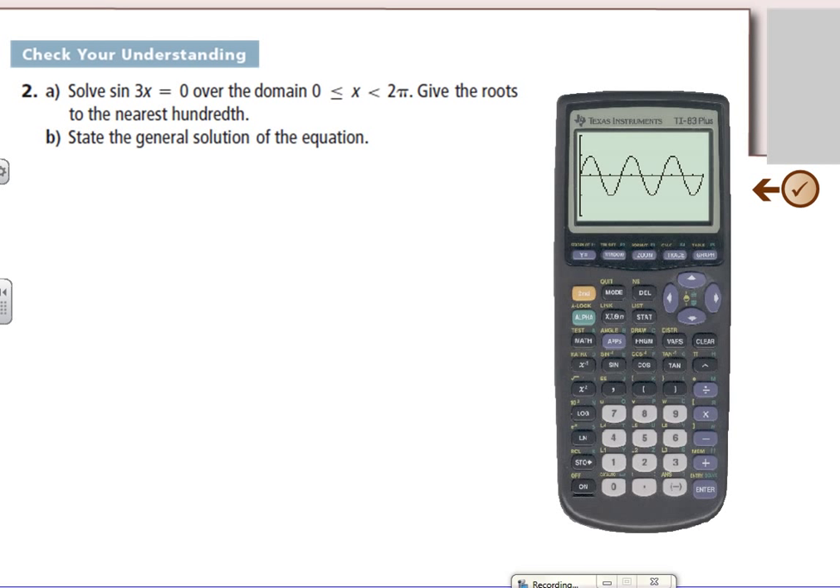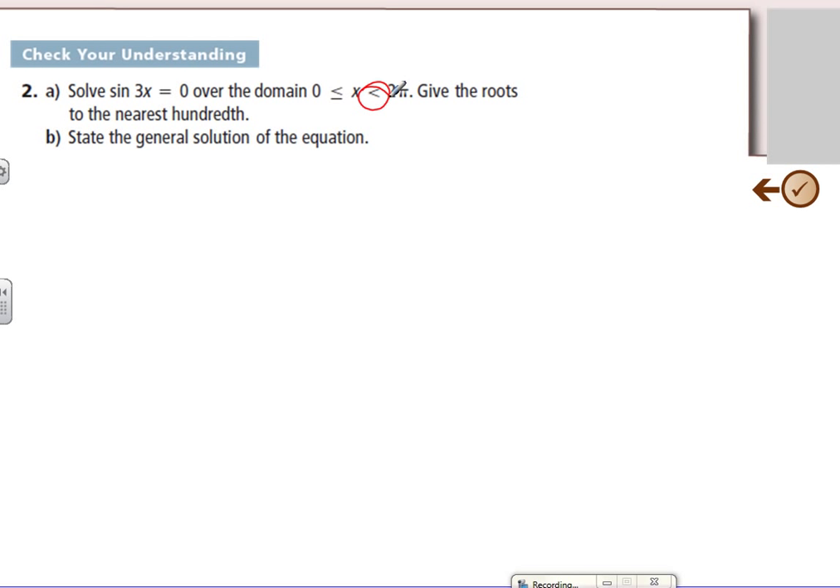That means we've got answers at 1, 2, 3, 4, 5, 6, 7 answers that we're going to have to find. Oh, that last one, do we get to use? No, we don't get to use that last one because it doesn't equal 2 pi. But we can use the 0 because it does equal the 0. So we're only going to have 6 answers in this one.